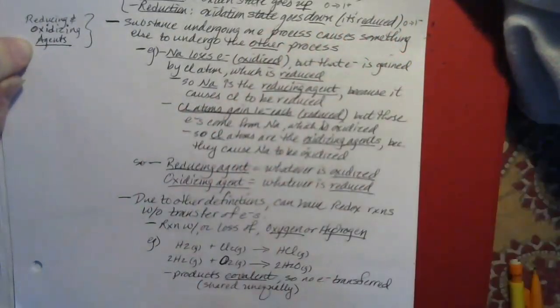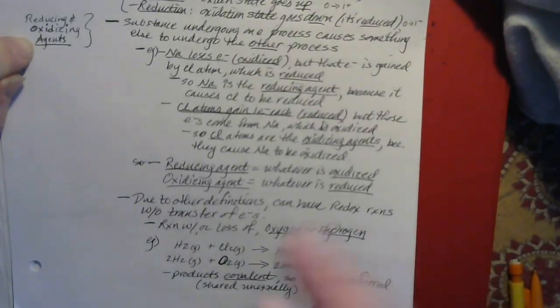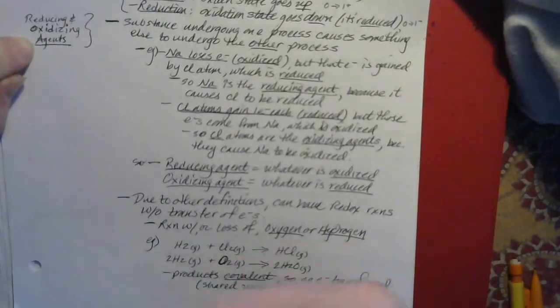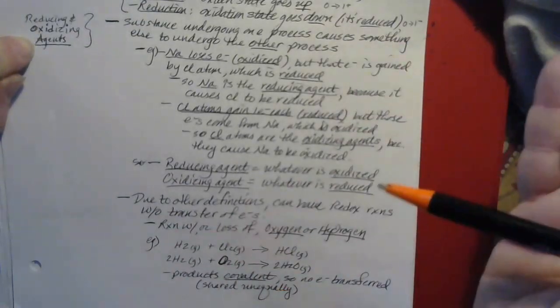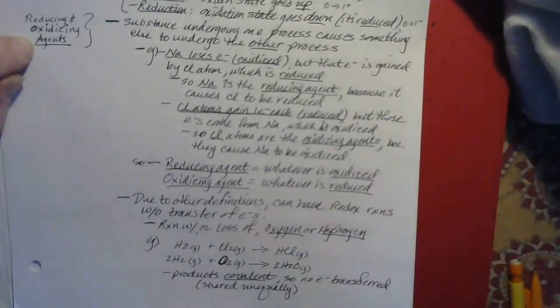Also, looking at it the other way around, the substance that's being reduced is taking in electrons from something else. And when the substance being reduced takes in those electrons, it's reduced. But by taking those electrons away from something else, it causes the other substance to be oxidized. And hence the substance that's reduced is the oxidizing agent, causes the other stuff to be oxidized.